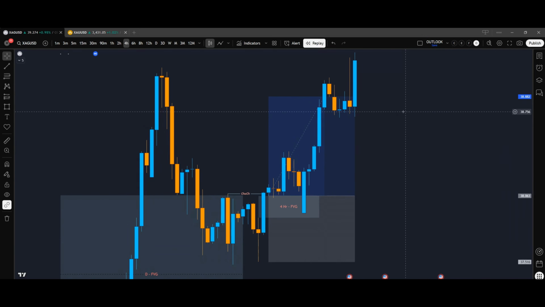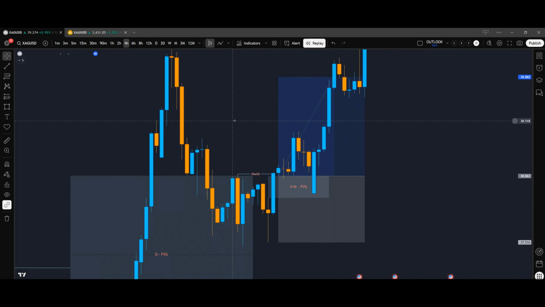Bam, TP was hit, right? Easy money. So if you guys are wondering how you can apply IRL to ERL using the higher time frame for swing trading, you can also use it in this kind of setup.